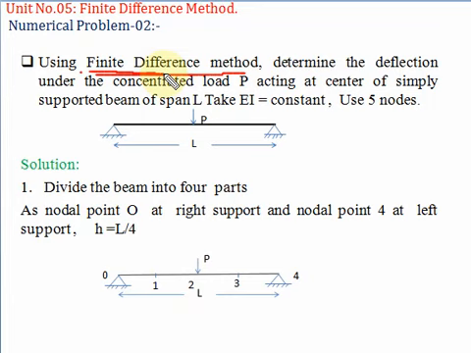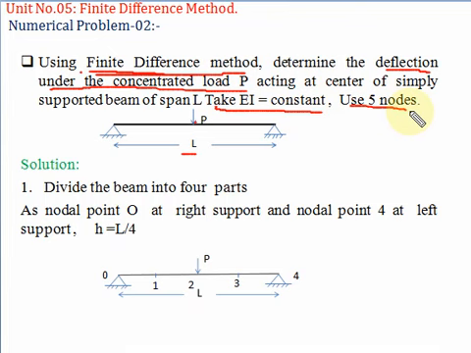Now what are we told to find out in the numerical? They have told us to find out the deflection under the concentrated load P. And which type of beam is given? The beam is a simply supported beam, and the total length of the beam is L. They have also given EI equal to constant and told us to take five nodes.